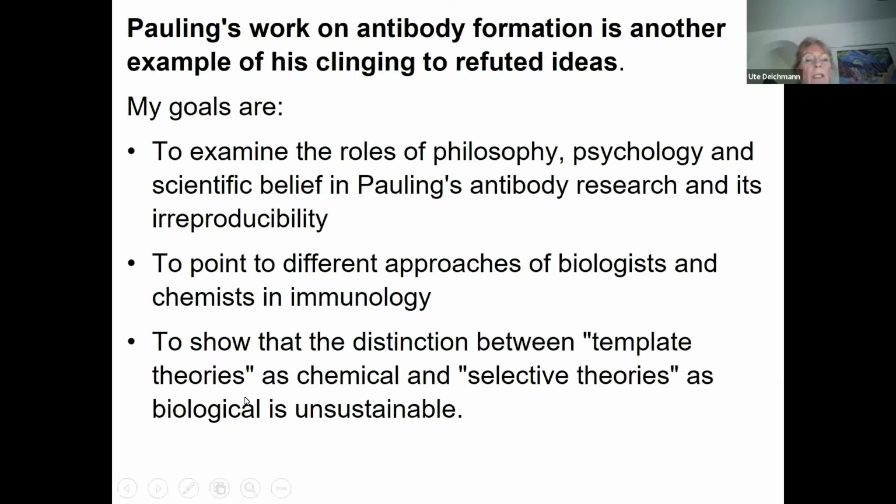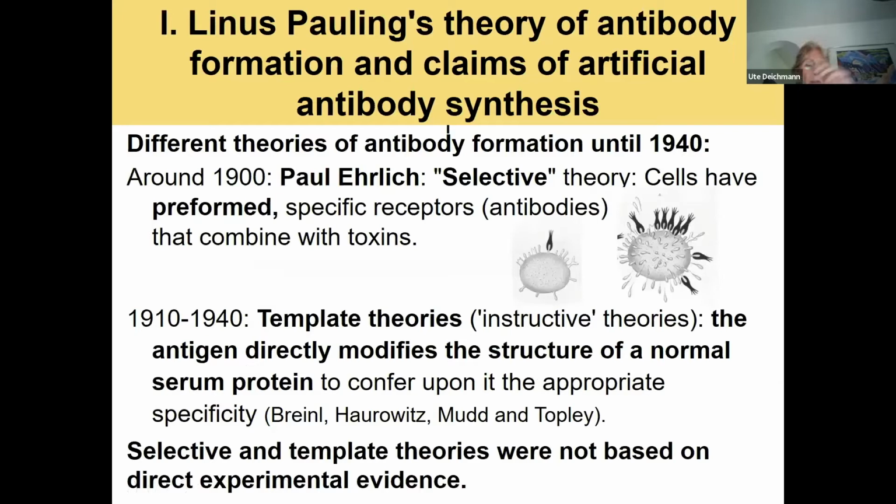My first point is Linus Pauling's theory of antibody formation and his claims of artificial antibody synthesis. The founder of immunochemistry was Paul Ehrlich. He also brought forward the first theory of antibody formation, which was called selective theory, in which cells have preformed specific receptors or antibodies that combine with toxins. As you see here in the pictures, when there are many toxins and many antibodies, they are released into the blood.